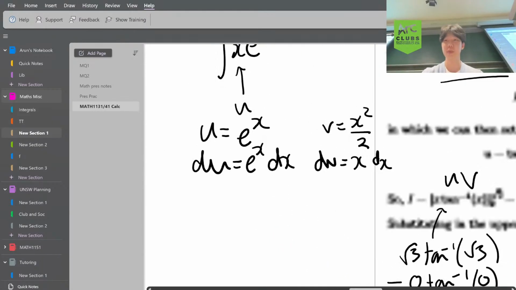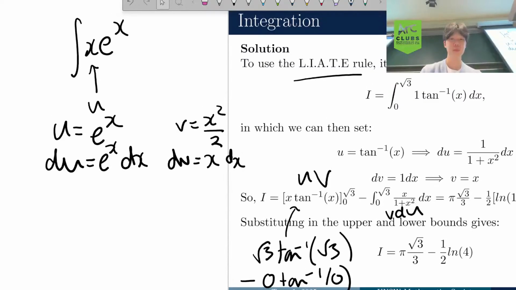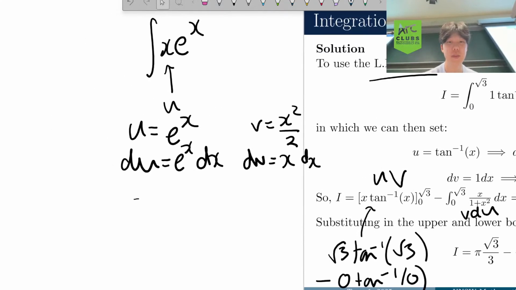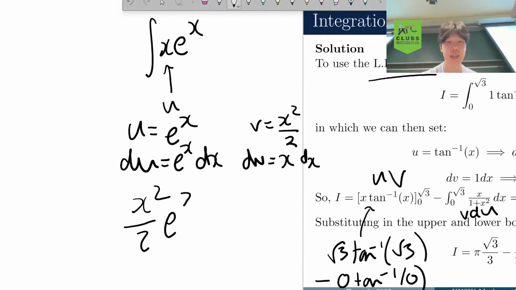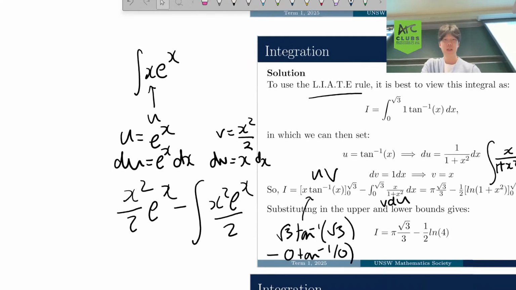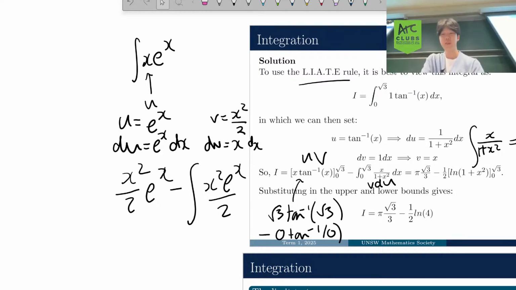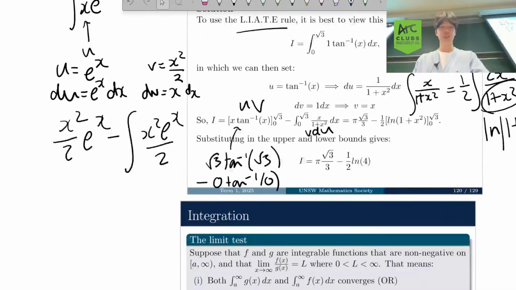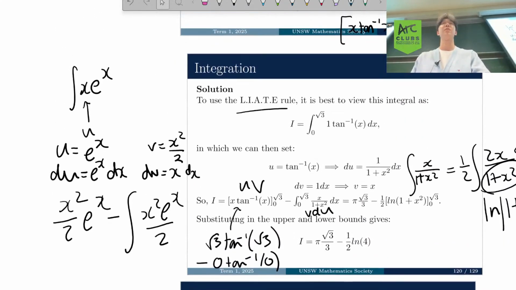So now from here, if I now plug in the same formula, you get x squared on 2 e to the x minus integral x squared e to the x on 2. Just putting in the same formula, I notice how we got an even more complicated integral. So yeah, that's why we have to follow this priority, because by parts can simplify, but it can also overcomplicate our integral as well. So that's just one thing to be careful of. Are we all good?